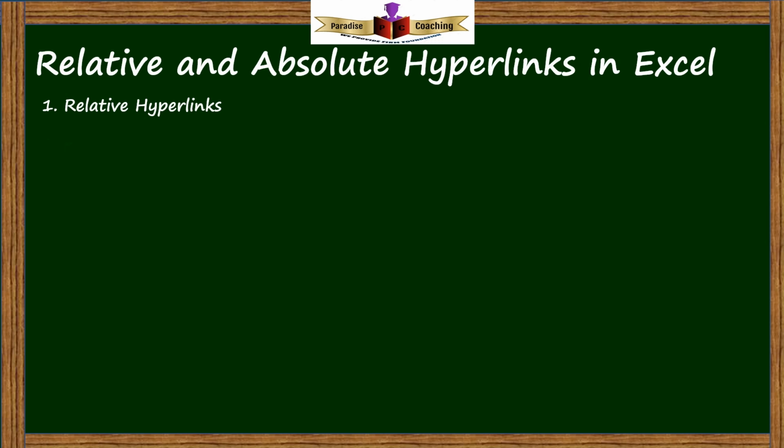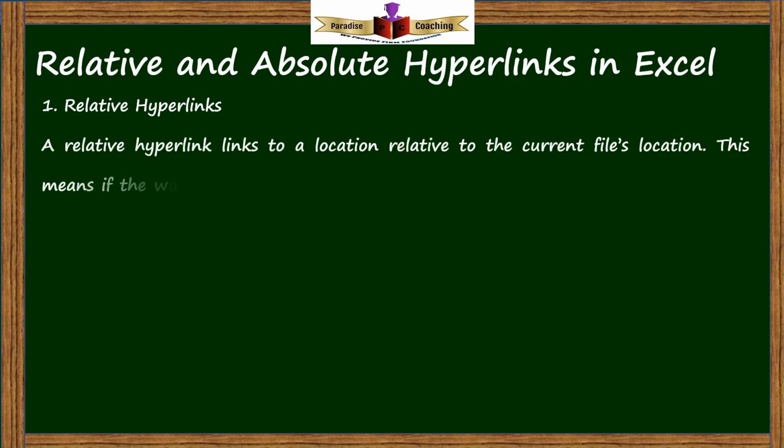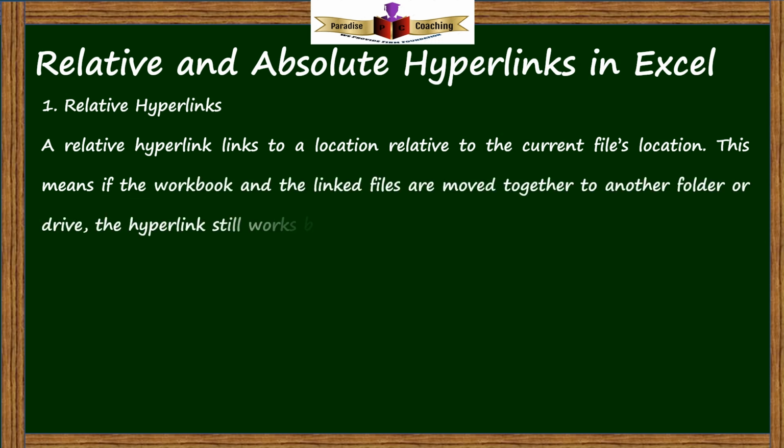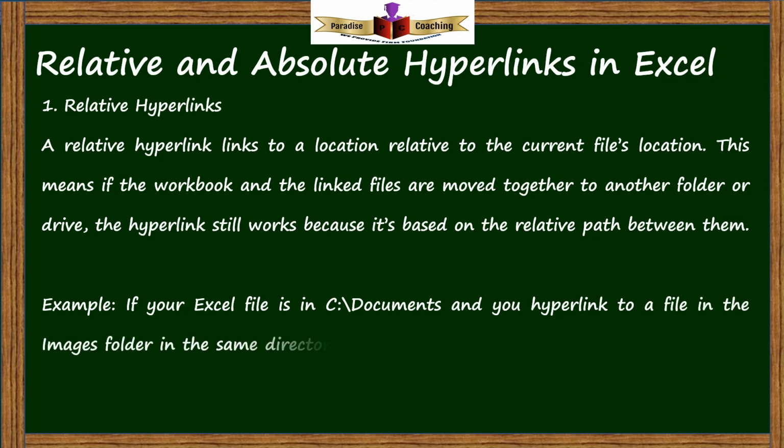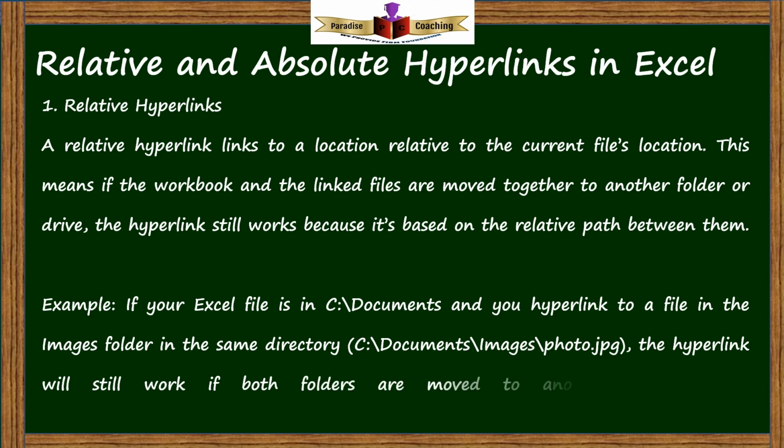Let's talk about relative and absolute hyperlinks. A relative hyperlink is based on the location of the current file. If both the Excel file and the link file are moved to a different folder, the link still works. A relative hyperlink links to a location relative to the current file's location. This means if the workbook and the link files are moved together to another folder or drive, the hyperlink still works because it's based on the relative path between them.